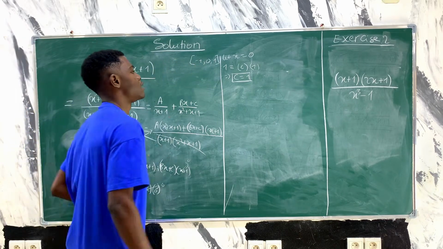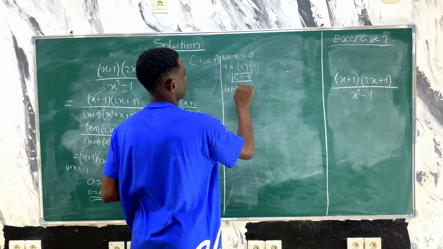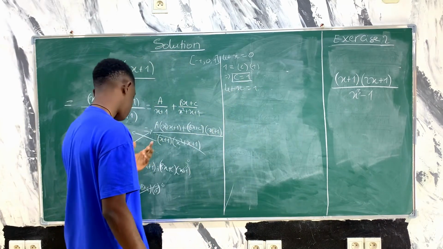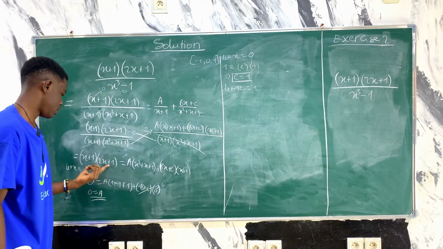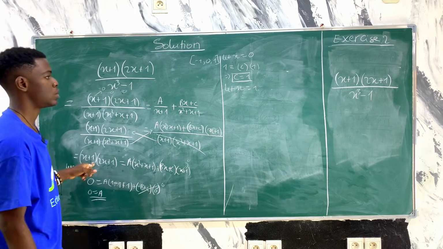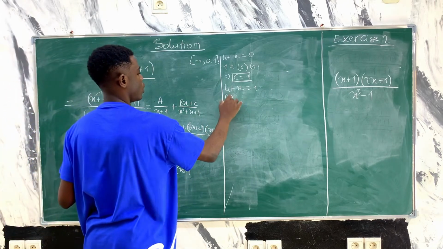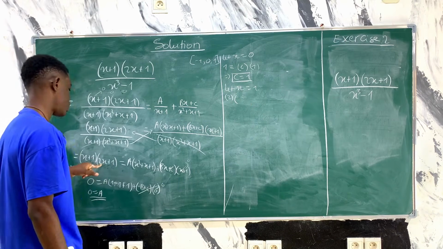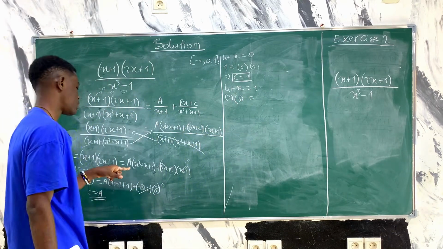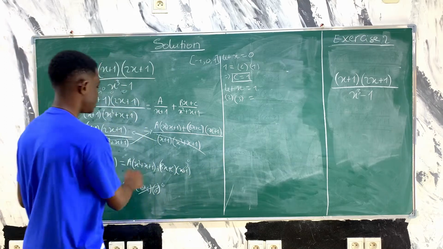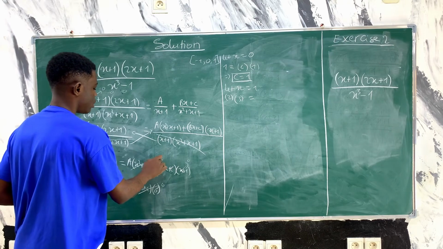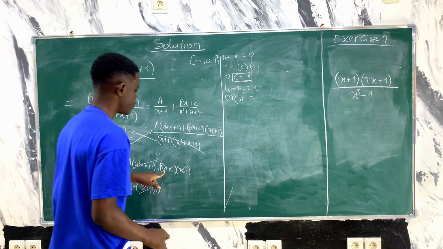So I do my third letting. I let x be equal to 1. When I let x be equal to 1, I replace here. I have 1 plus 1, 2. 2 times 1, 2 plus 1, 3. 2 times 3 is 6. I'll choose to leave it like that first. And it is equal to a times anything, which is 0 because a is 0. So all of this will return to 0.